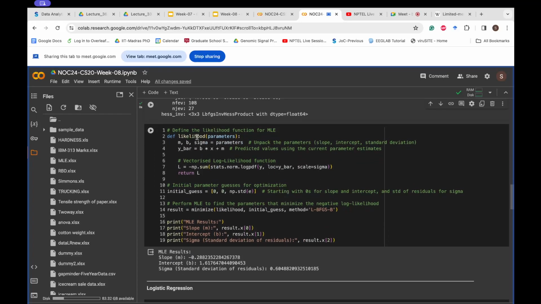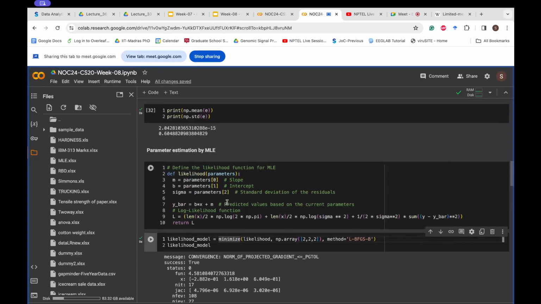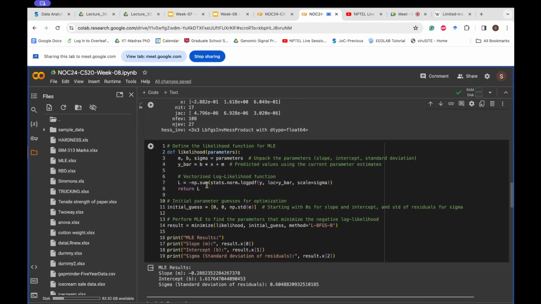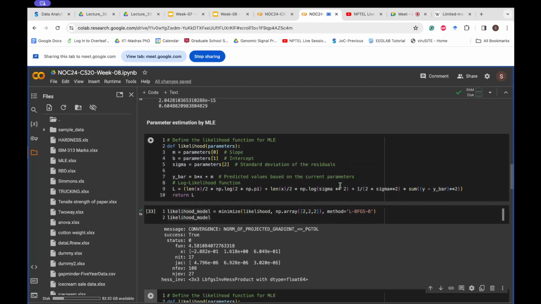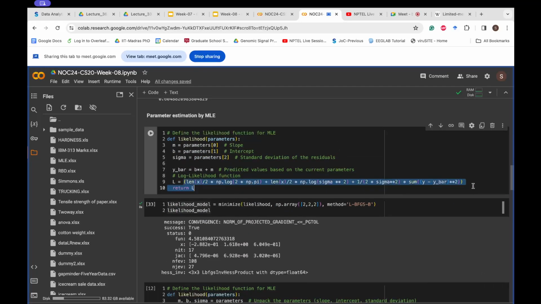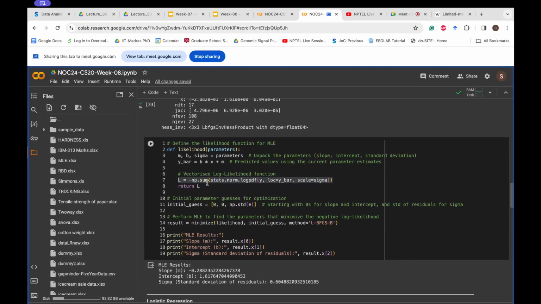distributions. And here is the same code written in a better way, where I have vectorized this function. This is just for your information; you need not write this long formula over here. It can be written in a very short form using the NumPy library.